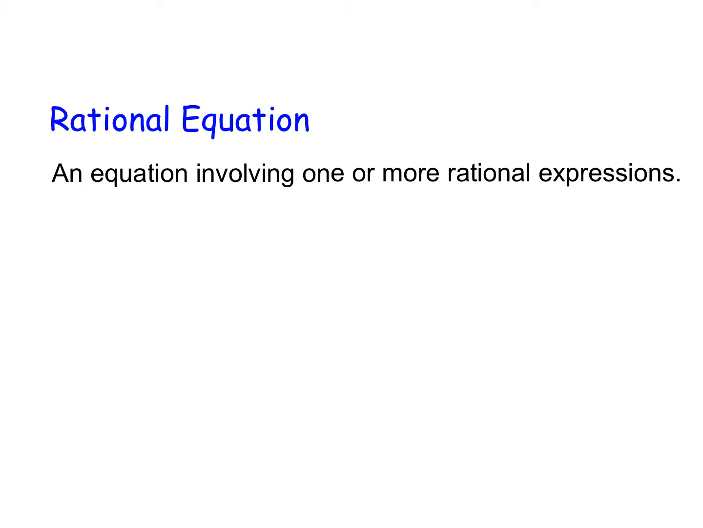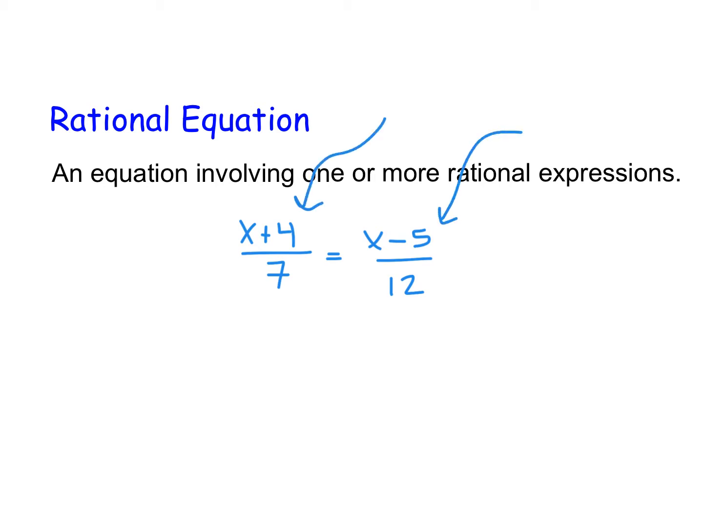So, for example, we might see something like (x + 4)/7 = (x - 5)/12. This is an example of a rational equation because it has a rational expression on each side of it.